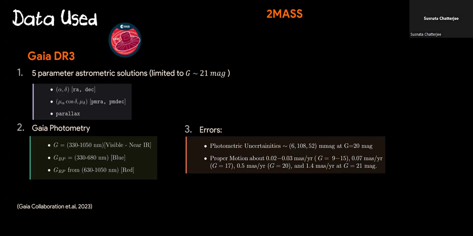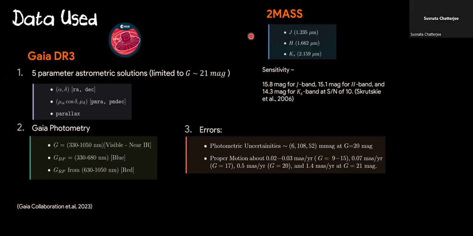We have also used the data from 2MASS. 2MASS is a ground-based infrared survey conducted in Chile and the USA. It operated primarily in 3 infrared bands: J, H, and Ks.